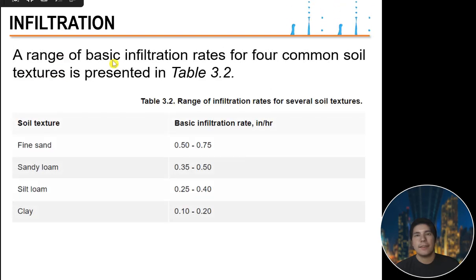A range of basic infiltration rate for four common soil textures is presented in this table. We have the soil texture and the basic infiltration rate in inches per hour. For fine sand, the range is around 0.5 to 0.75 inches per hour. Sandy loam is 0.35 to 0.5, silt loam is 0.25 to 0.4, while clay is 0.10 to 0.2.